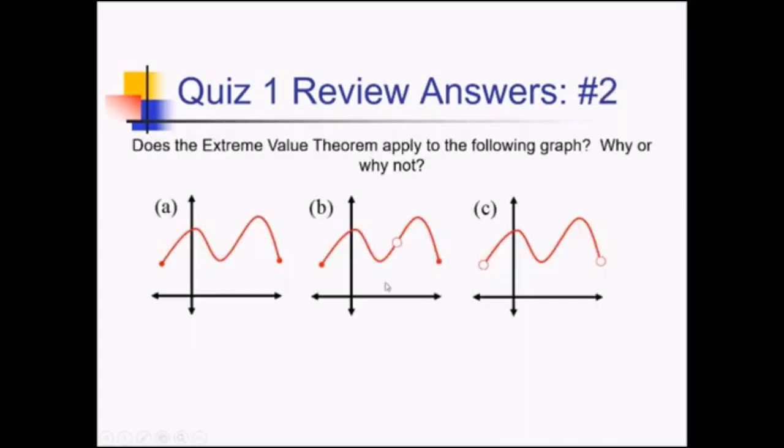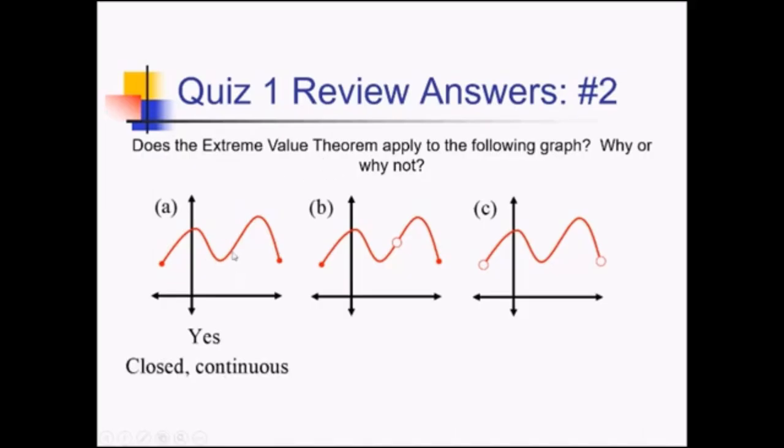On this problem, we're asked if the extreme value theorem applies to each of these graphs and why or why not. The extreme value theorem says that if you have a closed and continuous function, so a function that's continuous on a closed interval, then we're guaranteed to be able to find an absolute min and max on that function. This first graph here is closed and continuous, so this is a yes. The extreme value theorem would apply to graph A.